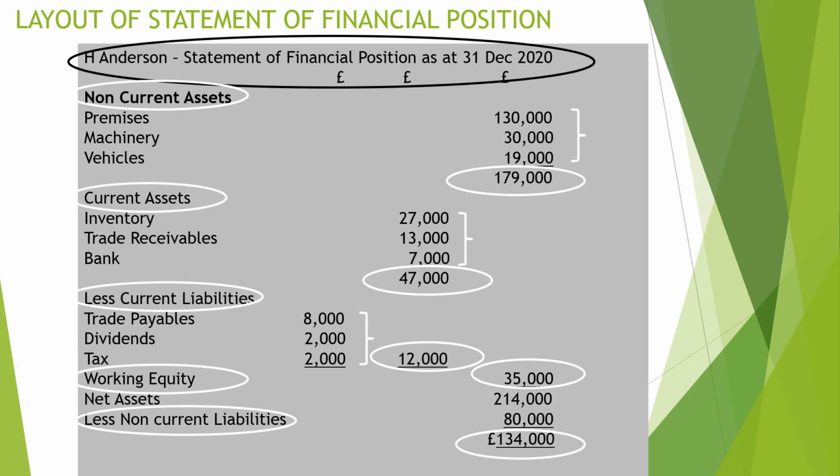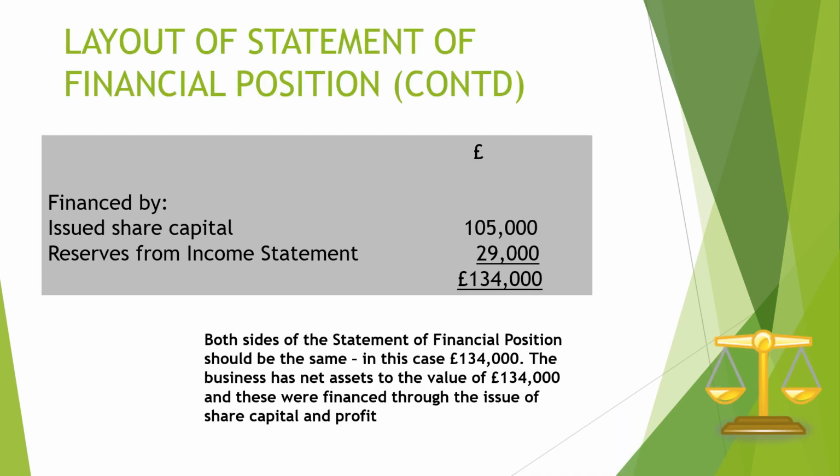Now, a statement of financial position shows you the assets and liabilities of a business and how we manage to finance these assets. So the next part, the second part of the statement of financial position, is our financed by section, which shows us where this money has come from to enable us to buy all these assets. So we issued share capital of 105. We have profit from our profit and loss account or income statement of 29,000, giving us 134,000, which, as you can see, is the same in both cases. The business has net assets to the value of 134,000, and these were financed through the issue of share capital and profit.